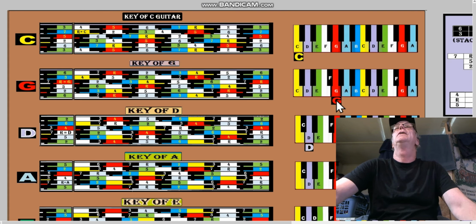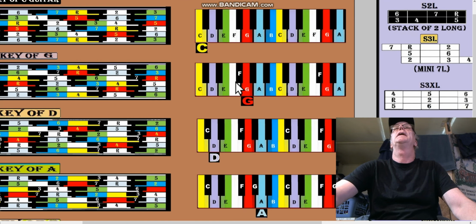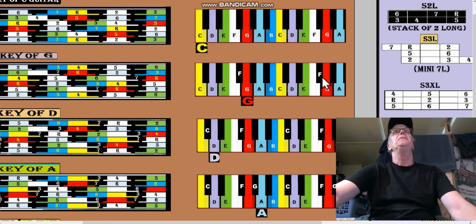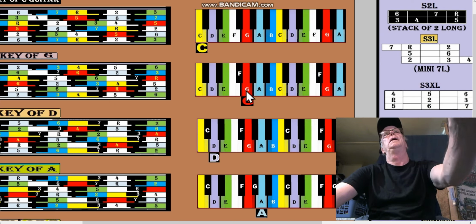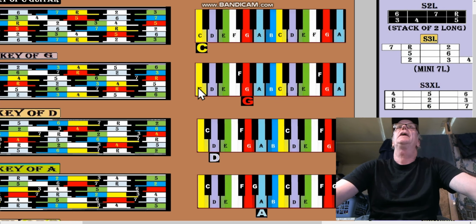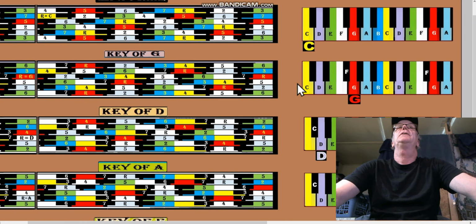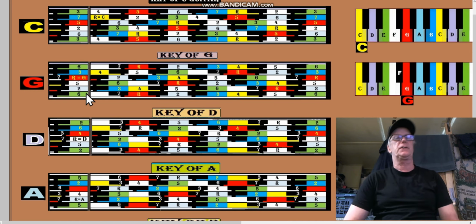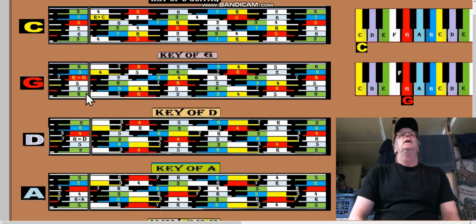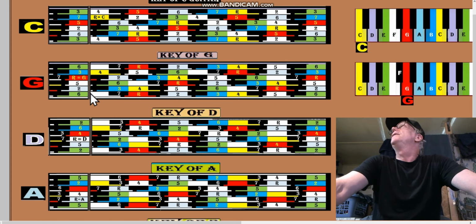In G, we have a normal keyboard, except we have F sharp. Every time you hit the F, you're going to hit F sharp instead. So I put the F up there. This is new notation here. So that's the key of G. It's just like C, except everything changes a little bit, where now the E minor is the 6th. So these are the way the numbers change.